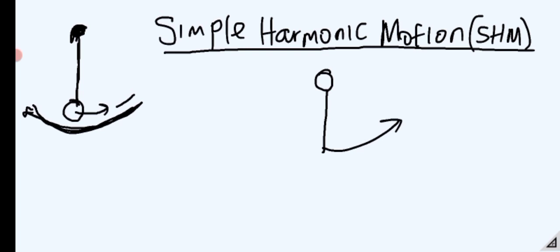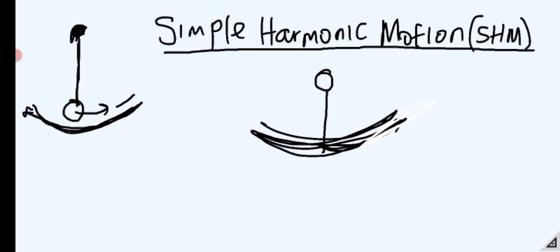For example, if I count 1, 2 to go like this, 1, 2 to go like this, 1, 2, 1, 2. This is what we call a simple harmonic motion.